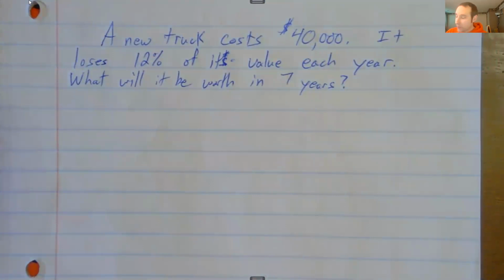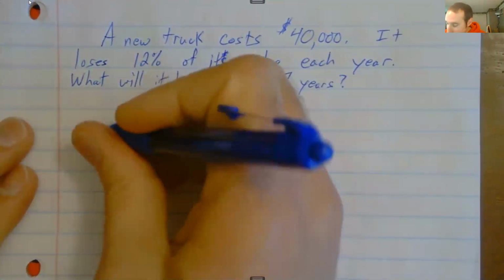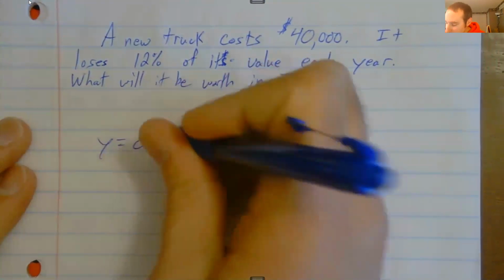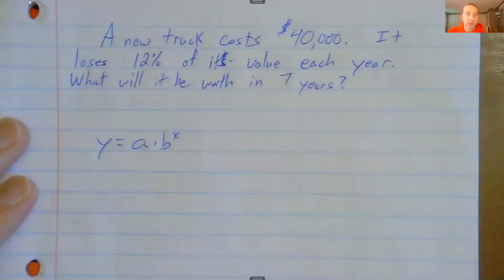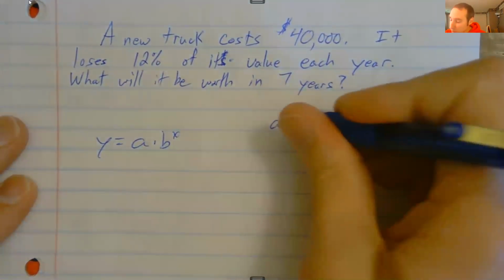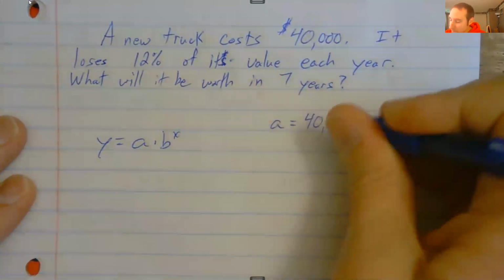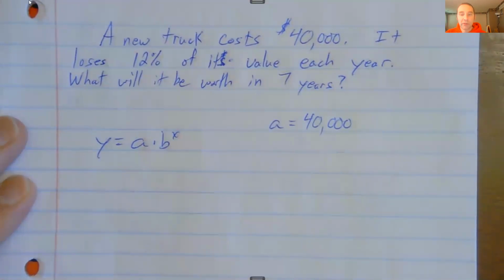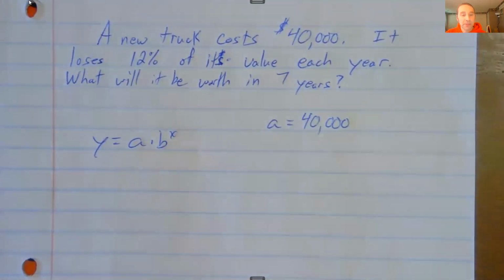So right off the bat, I am going to think again, this is probably some sort of exponential function. So I can write out, it's probably going to look like y equals a times b to the x. There's something that jumps out to me here. It's a new truck value of $40,000. That's my initial amount. That's my starting value. So we're going to have an a value of 40,000. Great, I figured that out. So coming up with the b is going to be a little bit trickier.